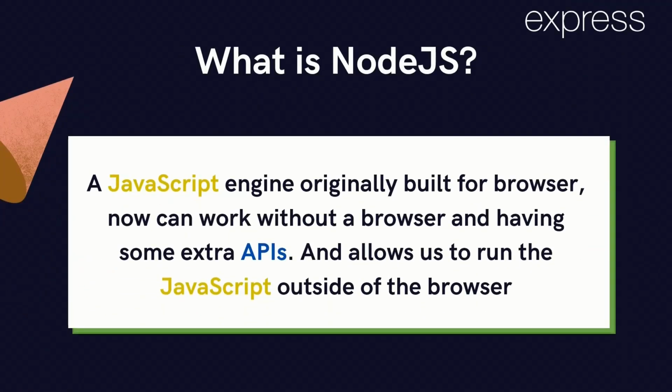So what is Node.js? Node.js was a JavaScript engine which was originally built for the browser, and now it can work without a browser as well, having some extra APIs with it, and it allows us to run JavaScript outside of the browser. So what exactly is Node.js? Now it is taken out from the V8 engine of Chrome, and it is now maintained as a standalone project to help JavaScript run outside of the browser.